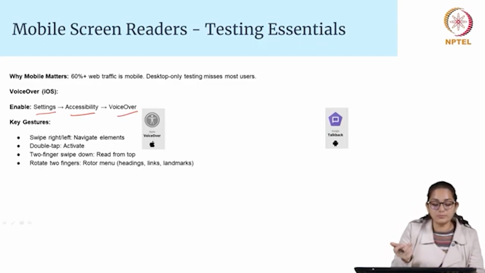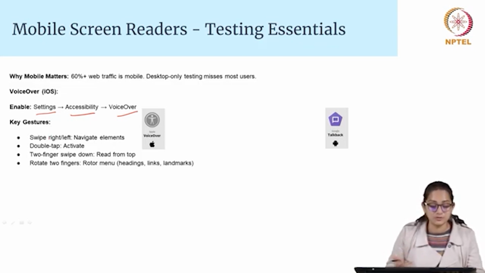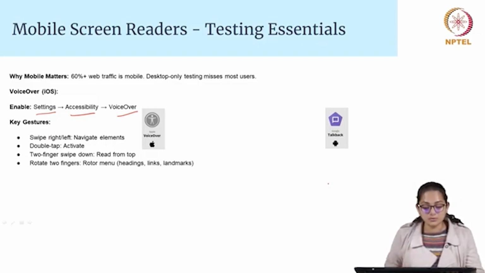Swipe right and left to navigate. So there's no tab on the interface, but it's swipe right and left. It is double tap to activate any interactive elements. It is not single click, it is double click. Two finger swipe right reads from top. Rotate two fingers for the rotor menu: headings, links, landmarks, etc.